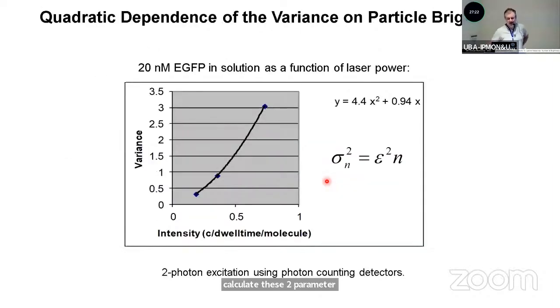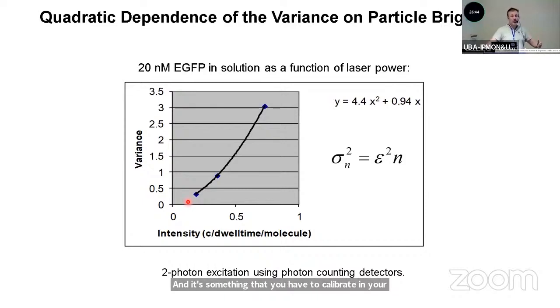So the thing is, as I mentioned, there is a dependence of the molecular brightness on the variance, and this scales to the power of 2. So it's a quadratic dependence, and this is an example. It's a calibration done with EGFP in solution, and you see that if you increase the power, you will go up and up and up. And this is the function that describes this behavior. It's something that you know very well.